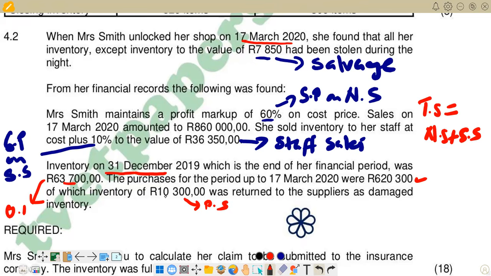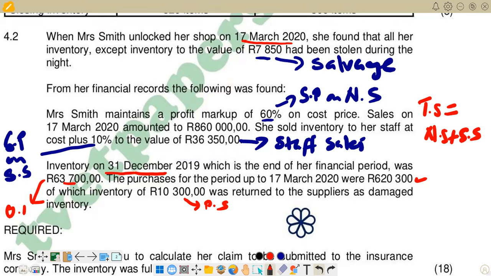And then this gross profit is going to lead us to the closing inventory. We would see that the gross profit will consist of the staff gross profit, and then we also have the normal sales gross profit. So we are going to employ that as we calculate that figure.